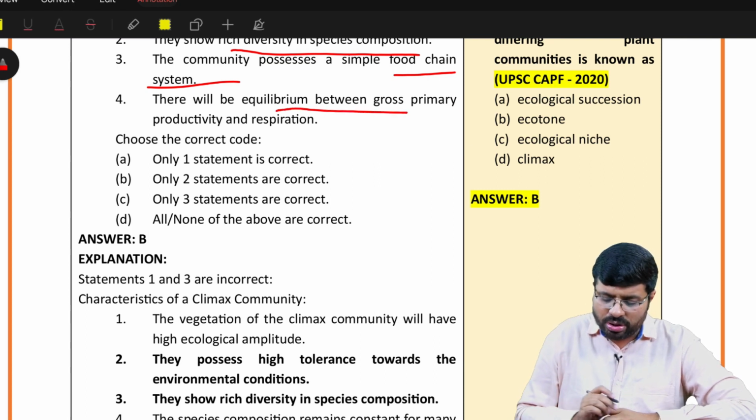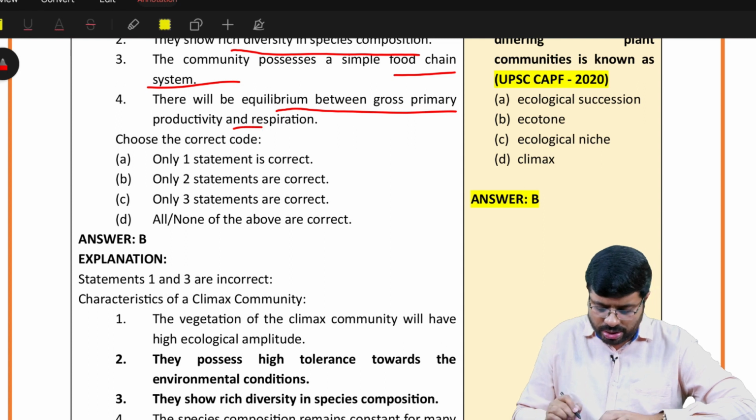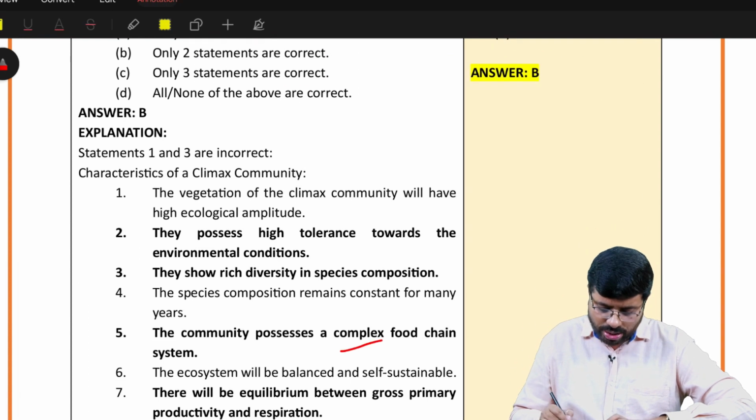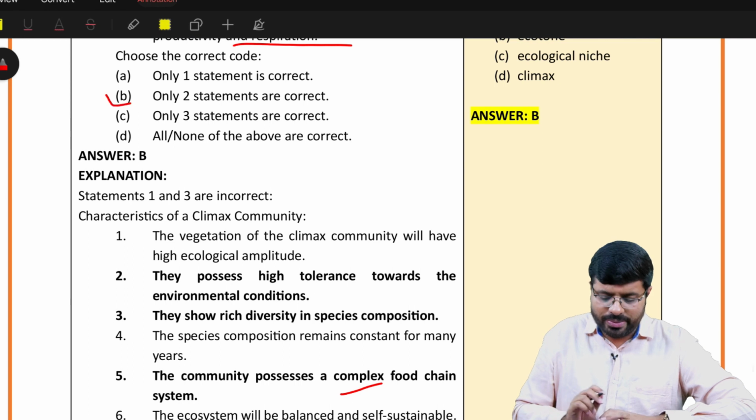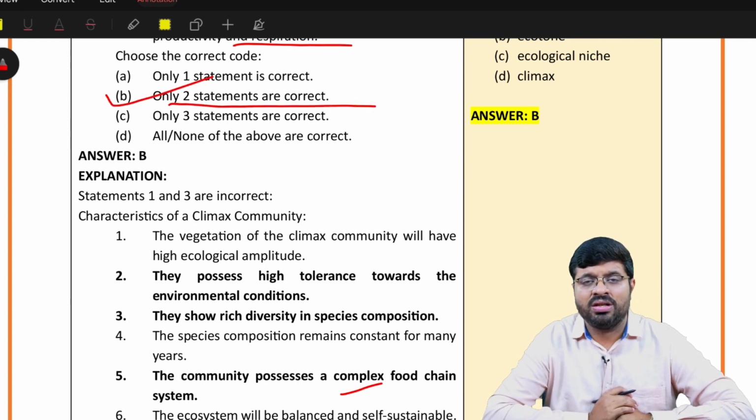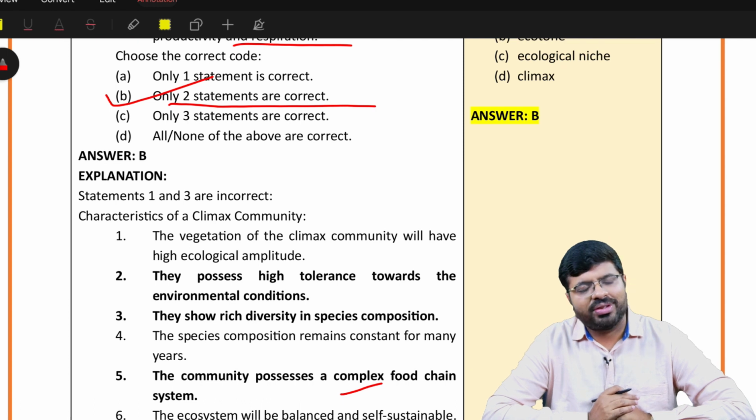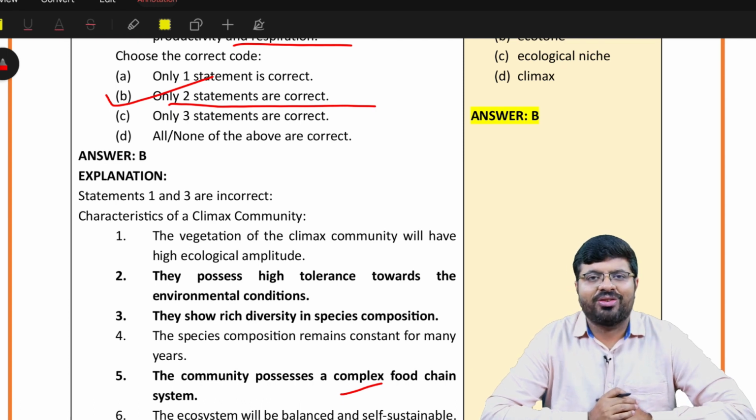There will be equilibrium between gross primary productivity and respiration. Usually yes. So with that you will find that the answer is B. Only 2 statements are correct. Once again, it is a statement-based question. No elimination can be applied here. So this is about it. Hope you have understood about environment. This is Venkatesh, your faculty for Geography and Environment, signing off. Thank you.